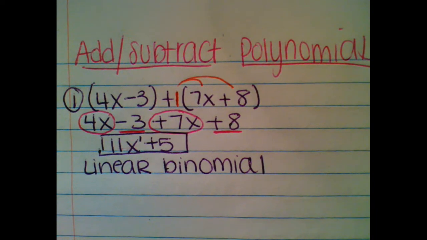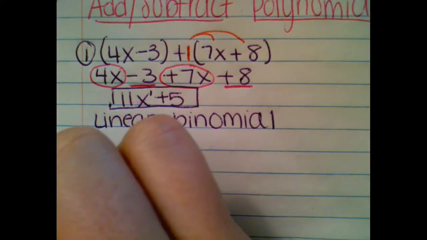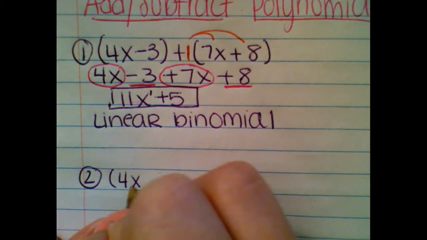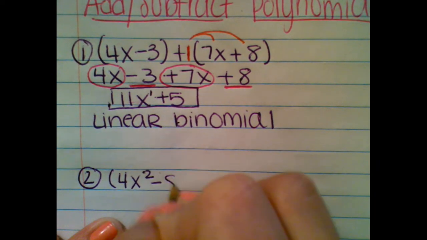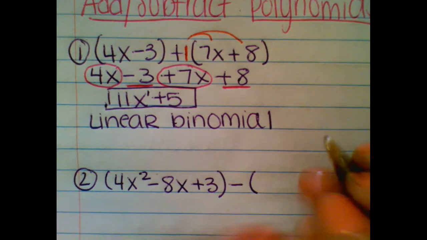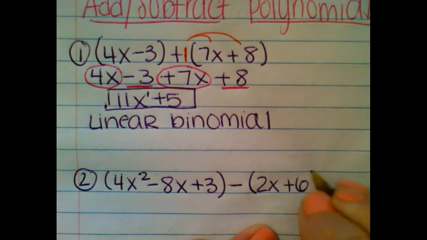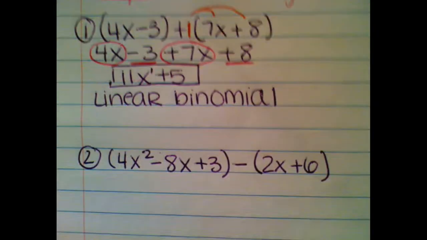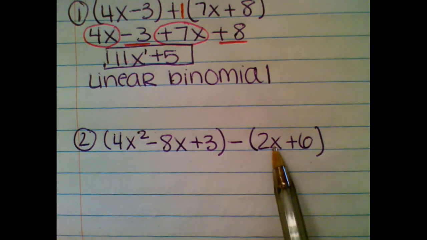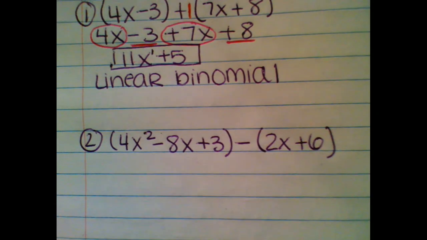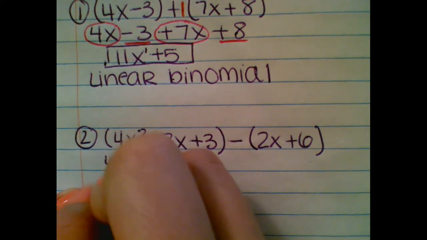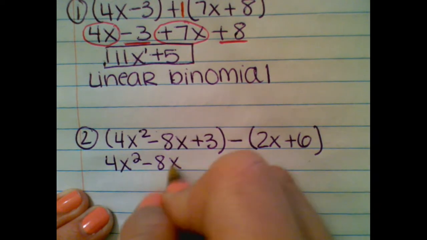Okay, now if I make it a little bit longer, if we do (4x squared minus 8x plus 3) minus (2x plus 6). So this should look a little different because now I have 1, 2, 3 things, so that's a trinomial, minus 1, 2 things, that's a binomial. These are the words you're going to have to start using. Again, there's nothing to do with this parentheses, so I could just copy this down without this parentheses. There's nothing in front of it to distribute.